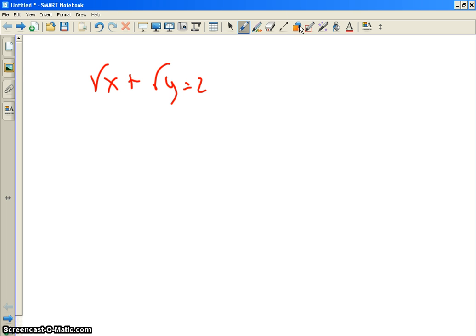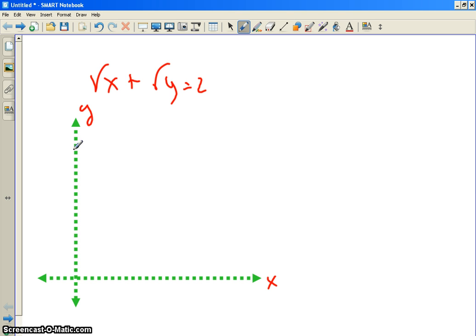Well, let's draw stuff. It's always easy to see if you draw stuff. Remember the graph goes through 0, 4 and 4, 0. These are the x and y intercepts. It looks almost like a hyperbola.